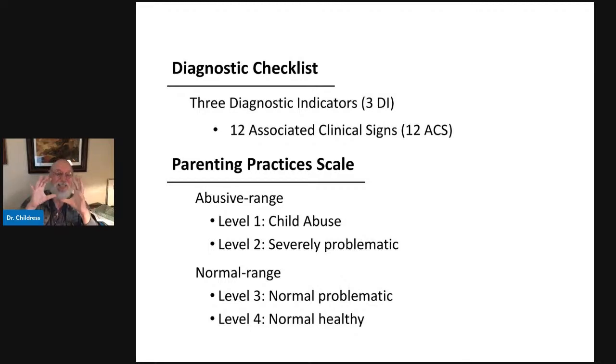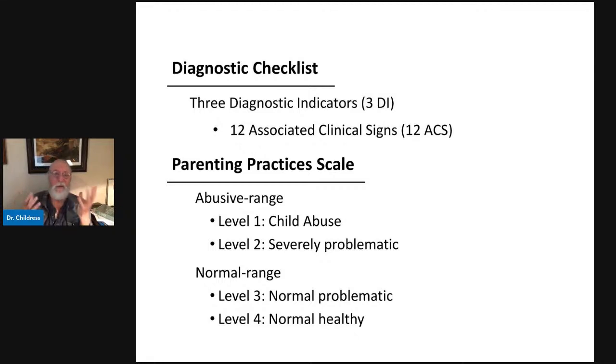That's just sub-threshold to being considered abusive by CPS. So you might have stress positions or just very angry, hostile parenting or something like that. So those would be the level 1 and 2 type of concerns. Or then you have the normal range parent, which is levels 3 and 4.